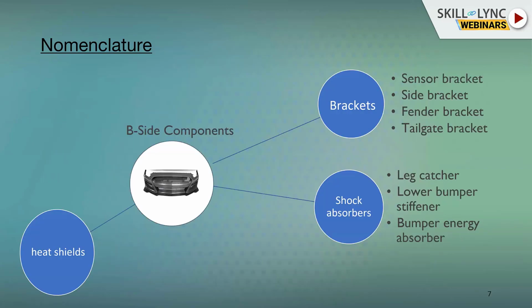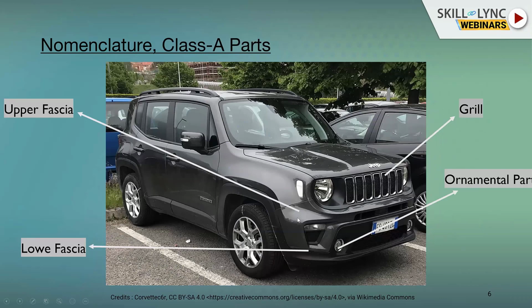B-side components find their places on the back side of the vehicle, typically the back side of the Class A, and they comprise brackets, shock absorbers, and heat shield. For example, brackets: I have discussed earlier about the sensors. So these brackets help the sensors to get attached over the bumper system. For example, consider an RPA sensor which is strategically located around the bumpers from left to right, and the brackets help in attaching those sensors around the bumper.